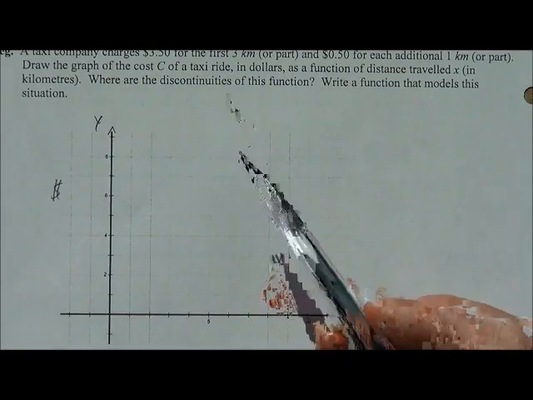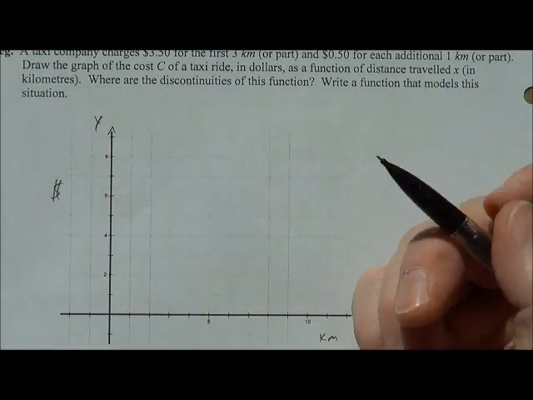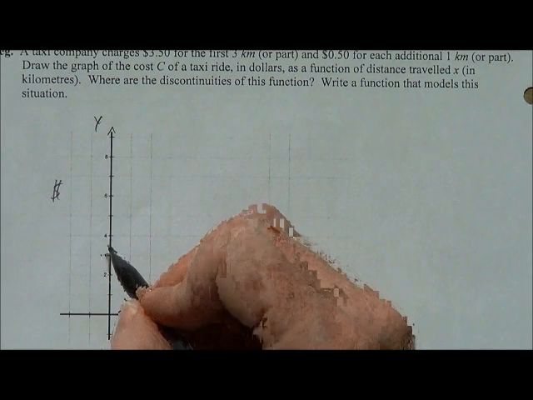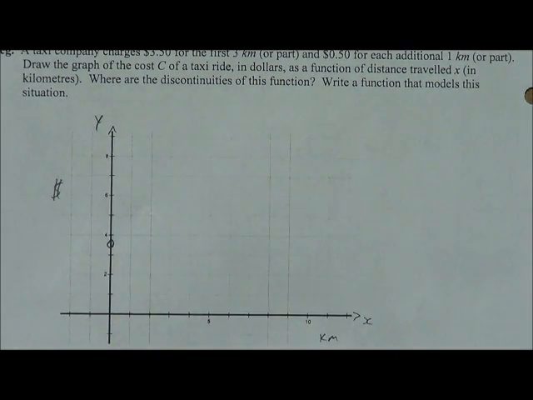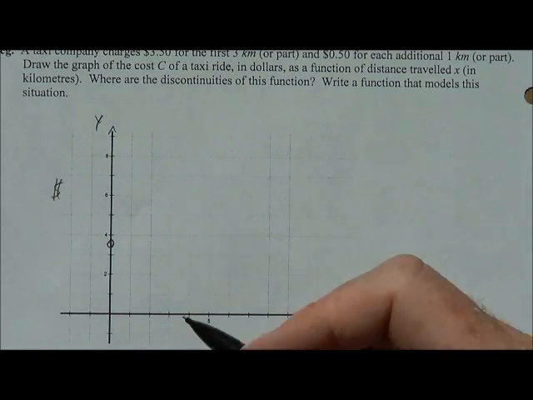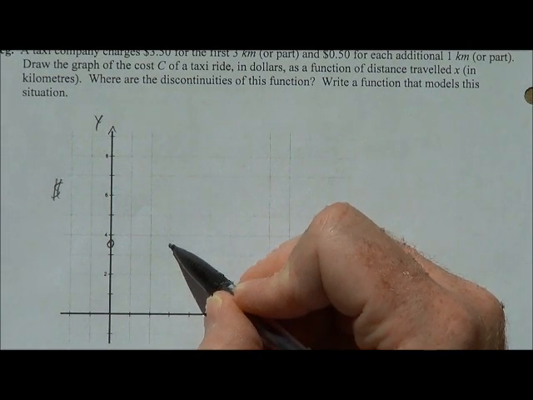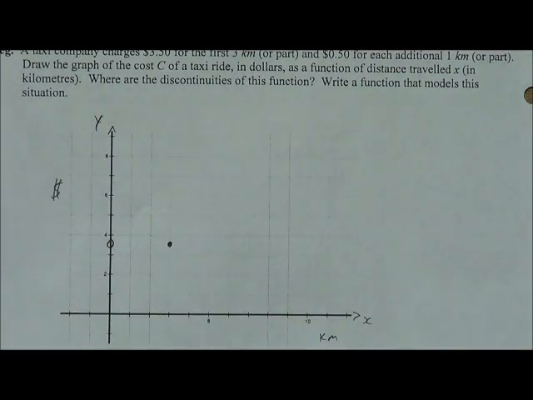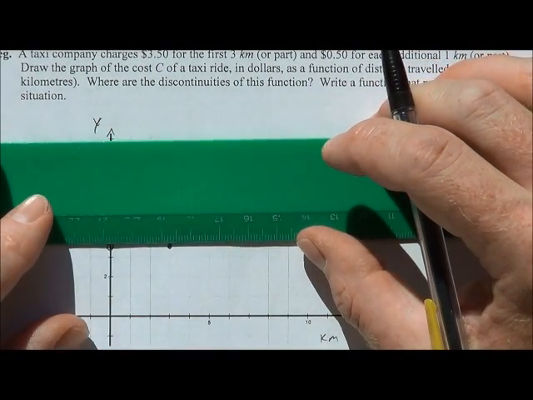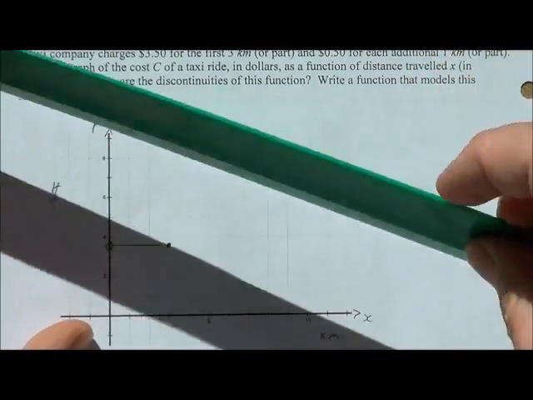So if it's $3.50 for the first 3 kilometers, well, before you really hop in, they're not going to be charging anything. So we're going to put an open circle right on 0 at $3.50, and then because that charge does not change, there's no slope to that for the first 3 kilometers. Try to draw that as horizontal as possible.